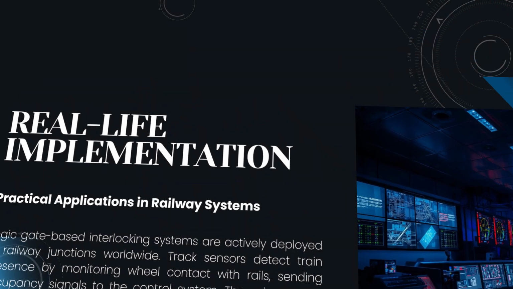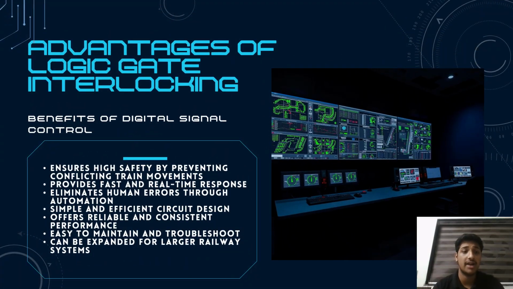So here are some of the advantages of logic gate interlocking. Benefits of digital signal control. The first one ensures high safety by preventing conflicting train movements, provides fast and real-time response, eliminates human errors through automation, simple and efficient circuit design, offers reliable and consistent performance, easy to maintain and troubleshoot, can be expanded for larger railway systems.